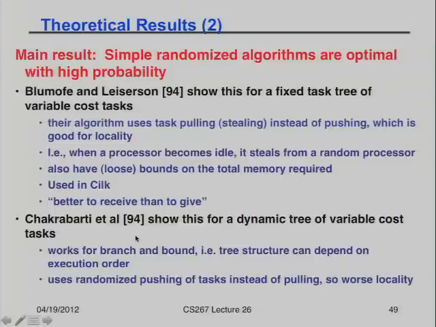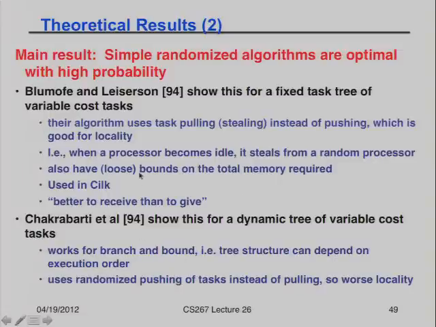And finally, the end of this theoretical road was the tree is not fixed, it's dynamic as you go, and all of the task costs are variable again. And what he did was pushing instead of pulling. So throwing out tasks instead of stealing. So his locality was worse, but he showed that, again, you get with high probability a good load balance.